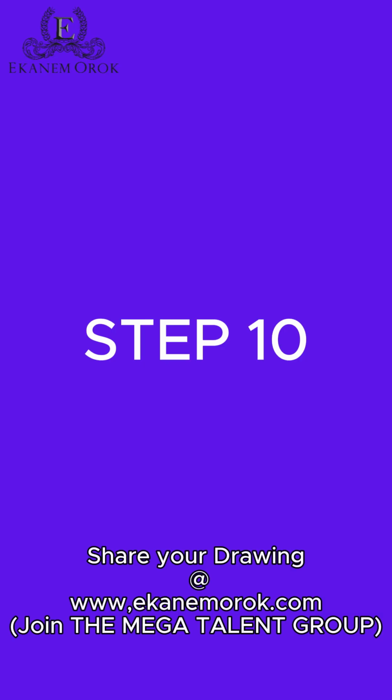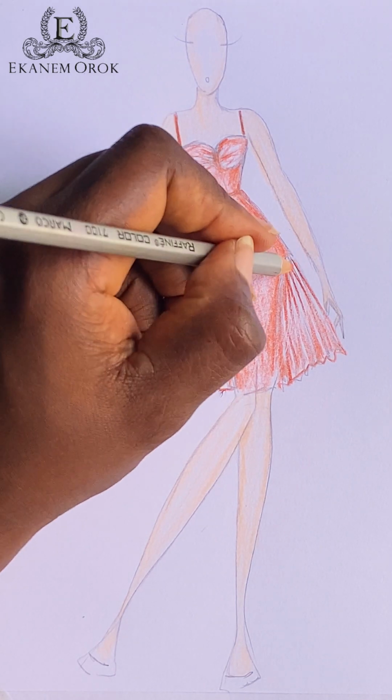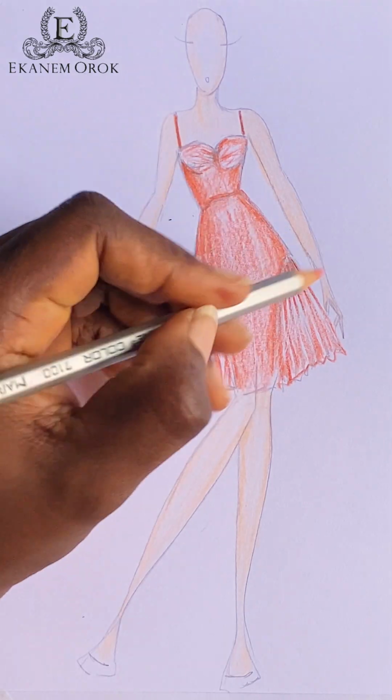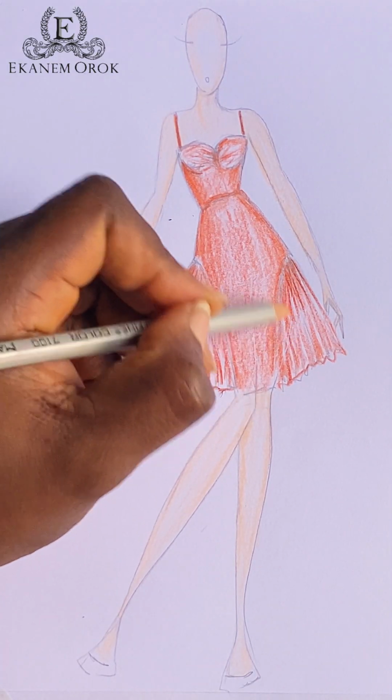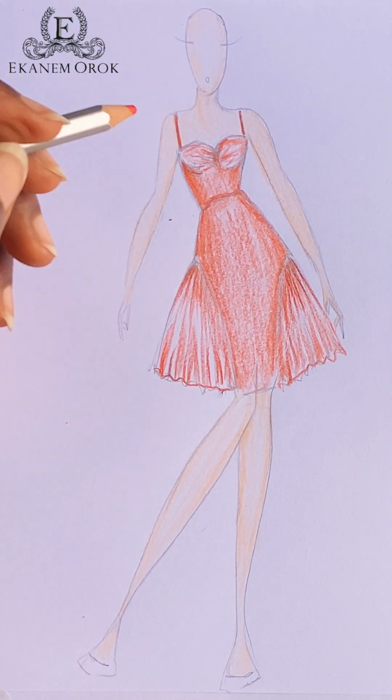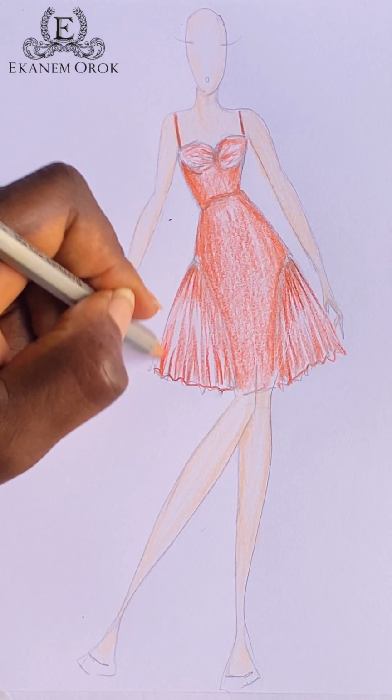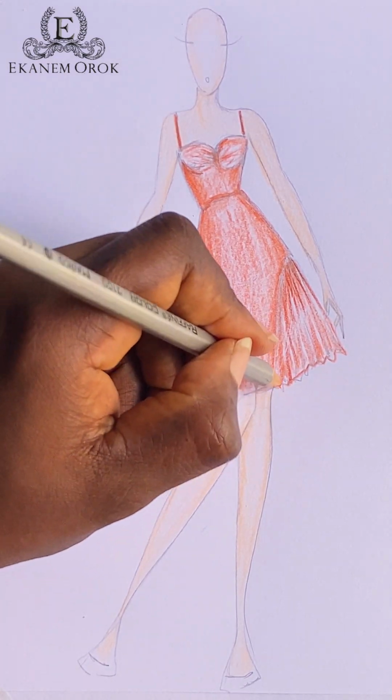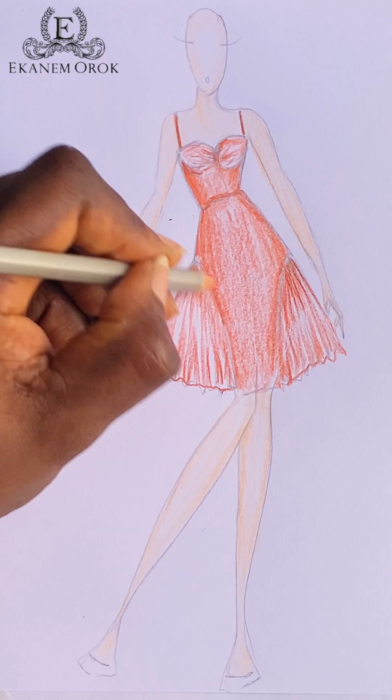Step 10. Color the model's skin using the skin tone colored pencil, adding more pencil pressure to create shadows at the edge of the skin.